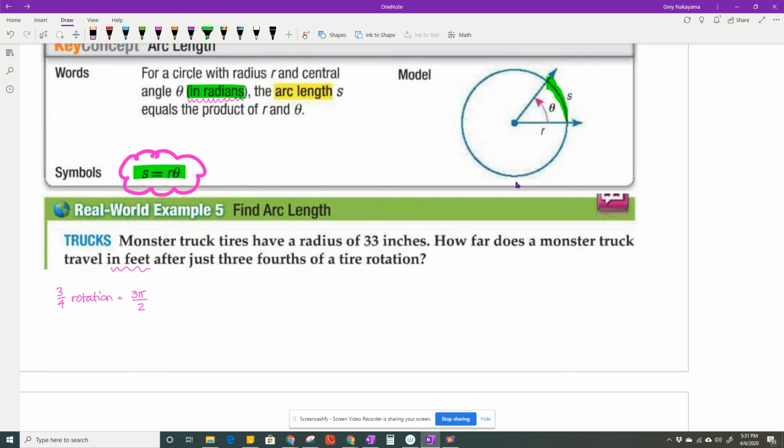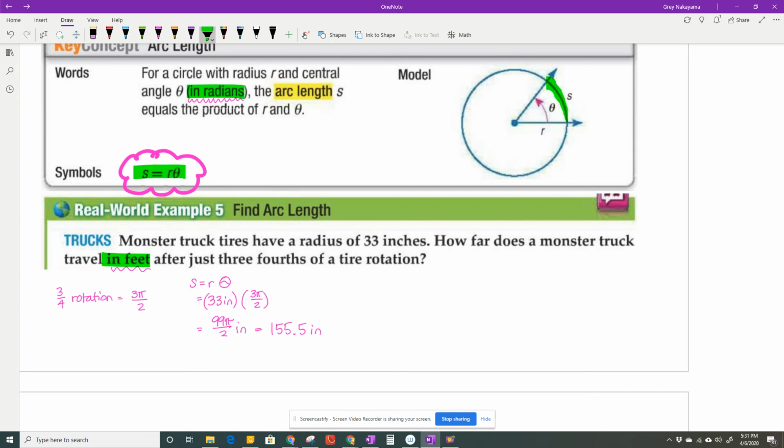I'm trying to find the arc length. My formula is, what is it? S equals R theta. Okay, so S equals R theta. I'm going to write that down. What is R? My radius is 33. Now, my theta is 3 pi over 2, so I plug that in, and that's 99 pi over 2 inches. It's a word problem, so we probably don't want it in terms of pi. So that's 155.5 inches.